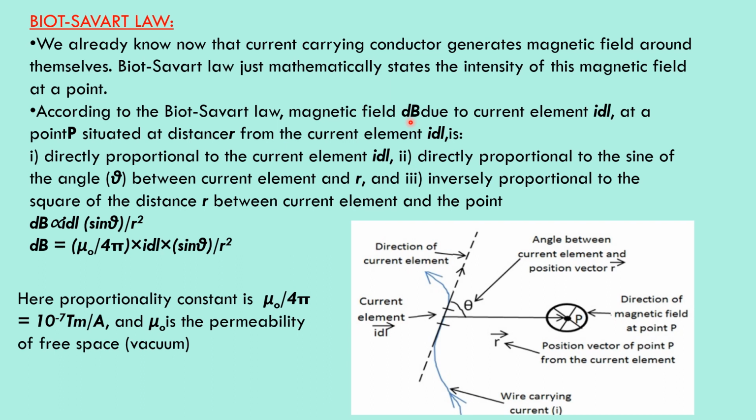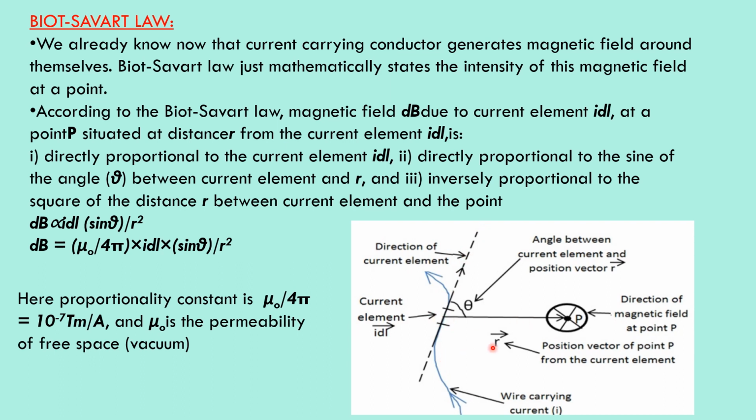dB is the symbol to represent a magnetic field. Here, d indicates we are considering only a small portion. dL indicates only the small portion of the wire we are considering. Then theta is the angle between the current element and the position vector. This is the conducting wire, and theta indicates the angle between these two lines.